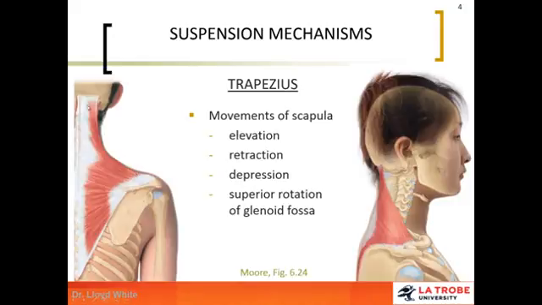Now, the parts of trapezius that are going to be involved in limb suspension are these superior fibres here, which are holding up the scapula. So the fibres that are responsible for elevation and partially also of retraction will be the primary fibres involved in limb suspension.